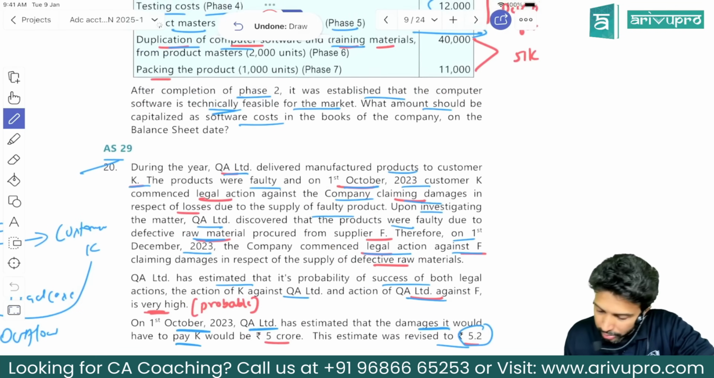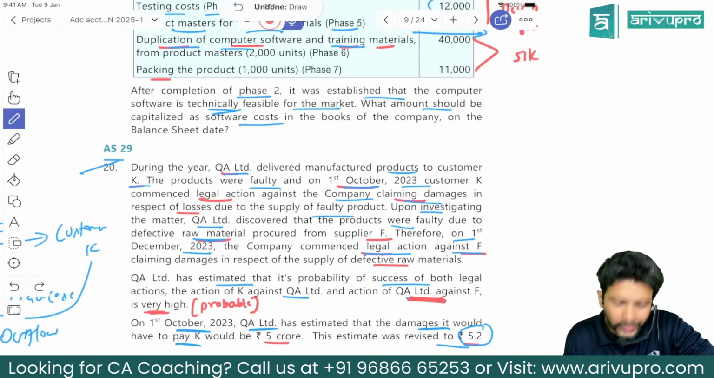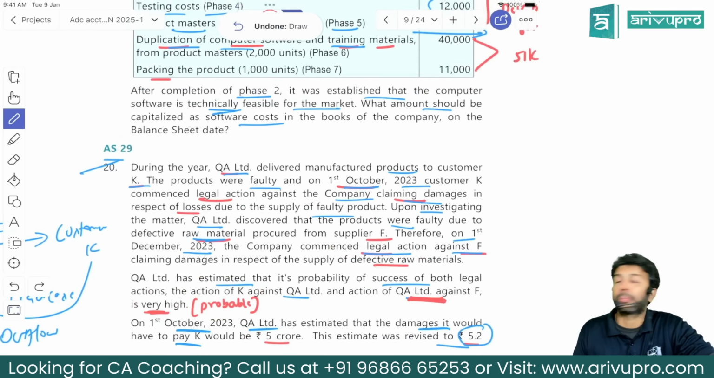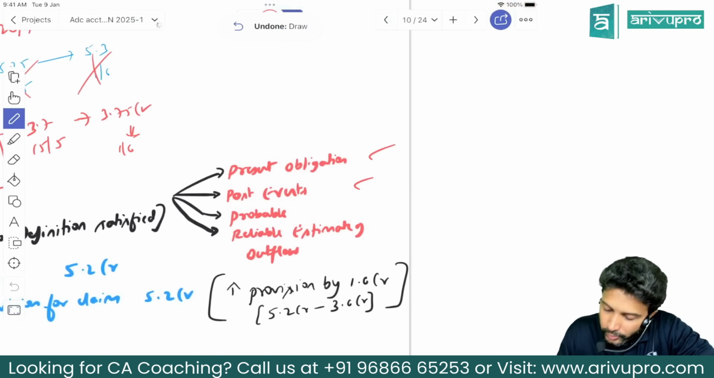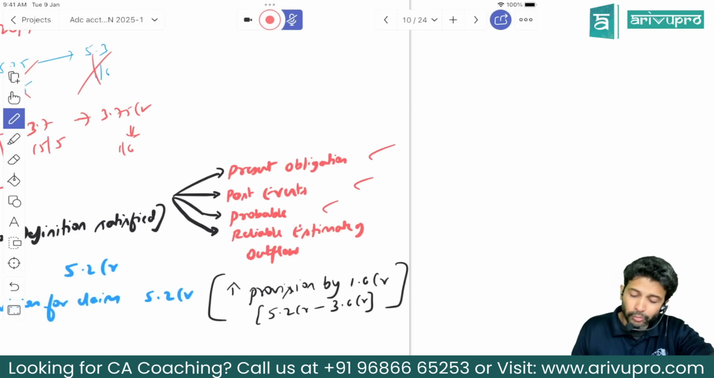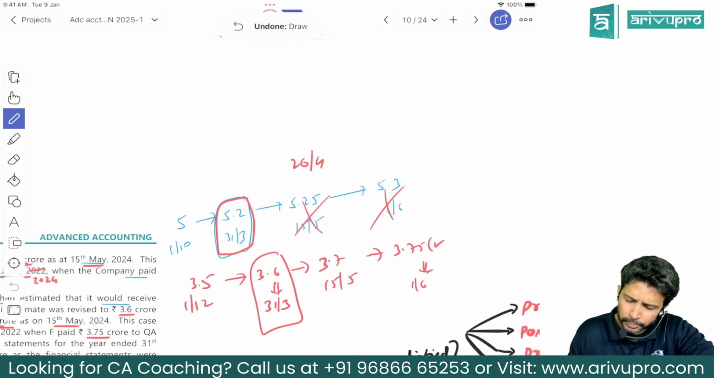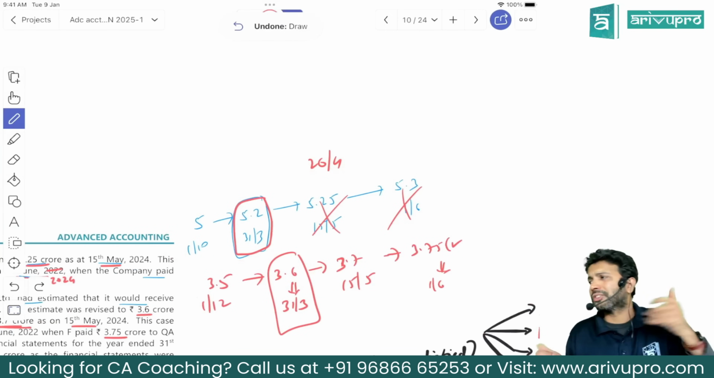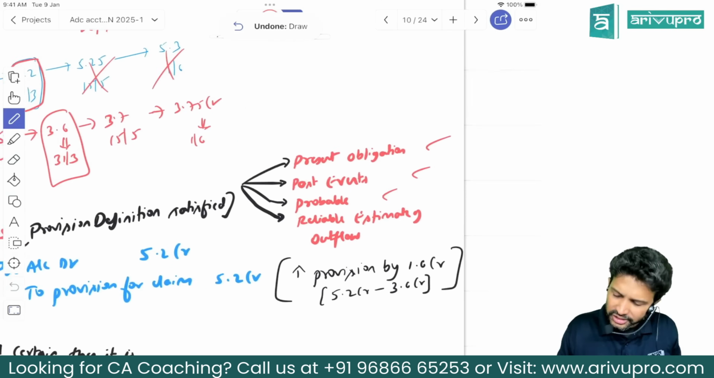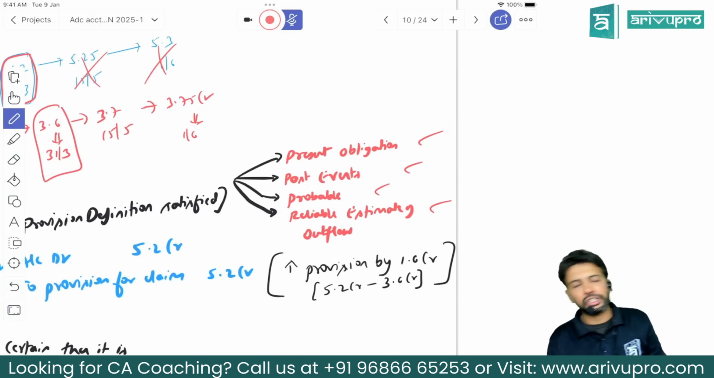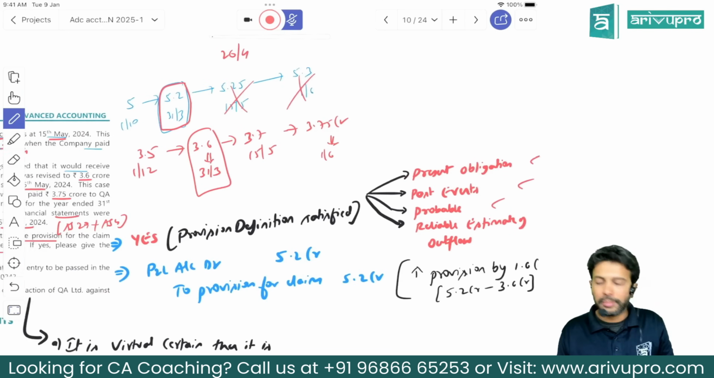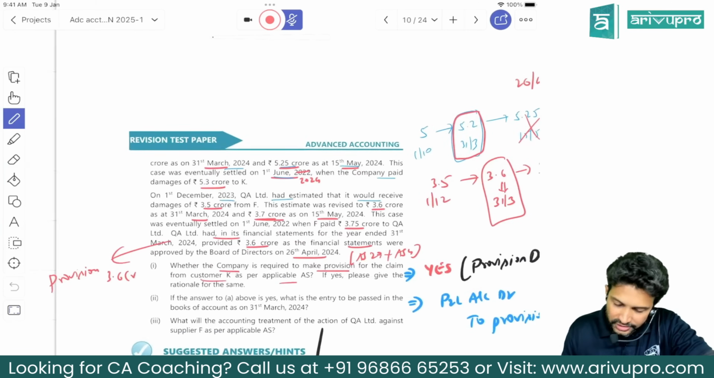They only told in the problem: the chance of success is very high. Very high means what, possible or probable? Probable. That means the third condition, obligation, is still probable. The fourth one is a reliable estimate of the outflow. Here they gave the estimate, no? So the number is not missing; the estimate is done. That means all the definitions of provision are being satisfied. So should we make a provision? Yes. That's the first answer.